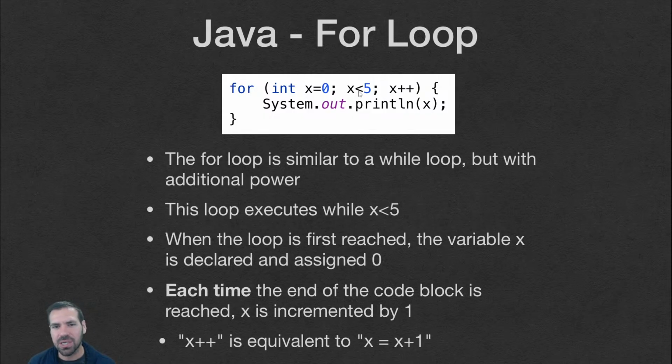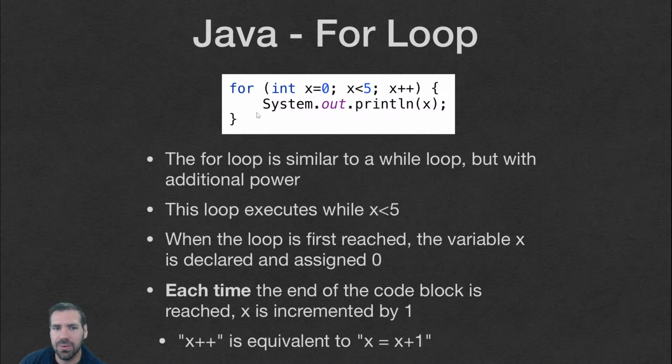But we have these 2 extra statements. These 2 extra statements are the initialization statement and the increment statement. So what this code is going to do is, when we first get to this loop, we're going to declare a variable named x of type int and assign it the value 0, so a regular variable declaration and assignment. And then we're going to check the condition, and it will be true in this case because 0 is less than 5.